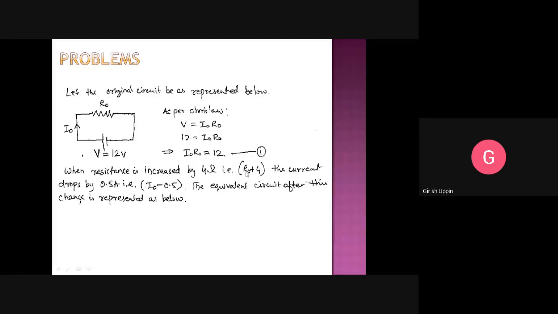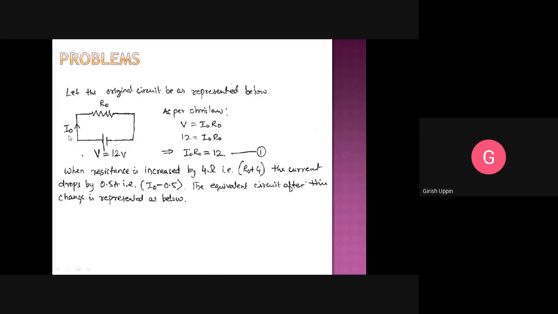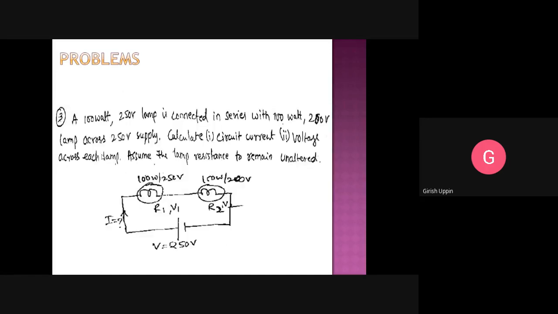Now the R naught value is increased by 4, meaning R naught will become 8 plus 4, that is 12 ohm. I will go to the next circuit. So this is 12 ohm and this is 12 volt. V is equal to IR, or I is equal to V divided by R. Now V is 12 divided by 12, so the new current is 1 ampere. In the earlier case it was 1.5 ampere and it is reduced by 0.5, that is 1 ampere. So whatever answers we got are correct. That is how you can do the verification. We'll go to the next problem.